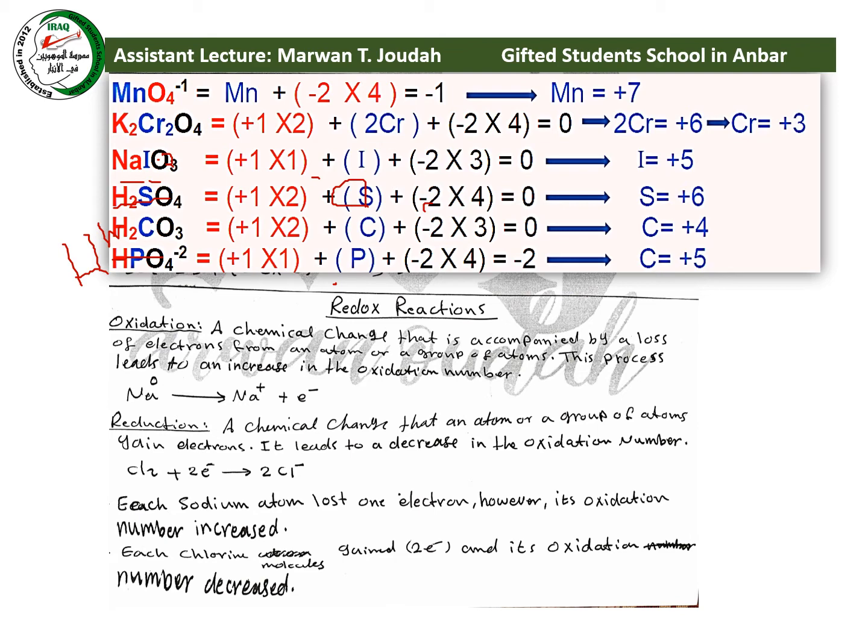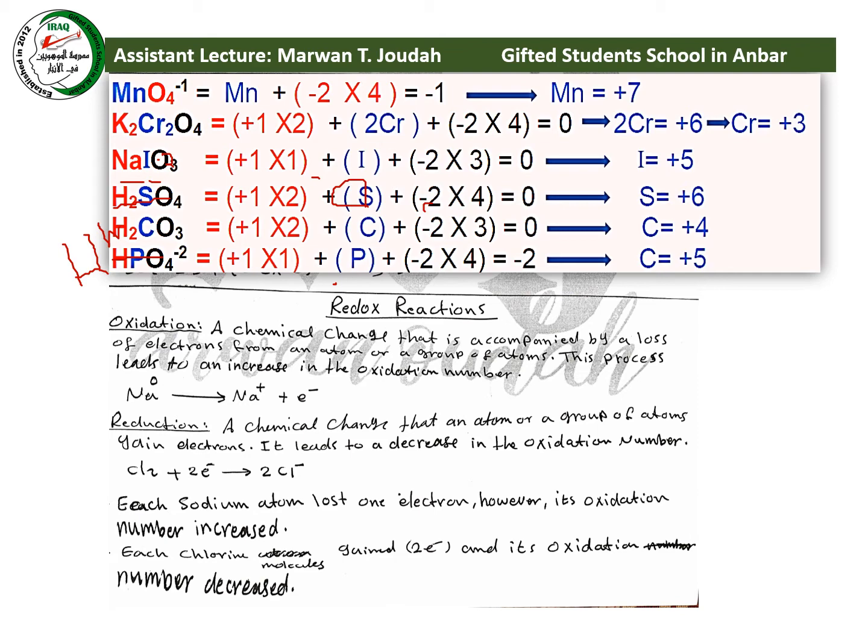So let's talk about oxidation. It's a chemical change that is accompanied by a loss of electrons. With oxidation, an electron or electrons are lost from an atom or a group of atoms. The process leads to an increase in the oxidation number. So with oxidation, losing electrons, the oxidation number increases. For example, sodium loses electrons and the oxidation number increases.